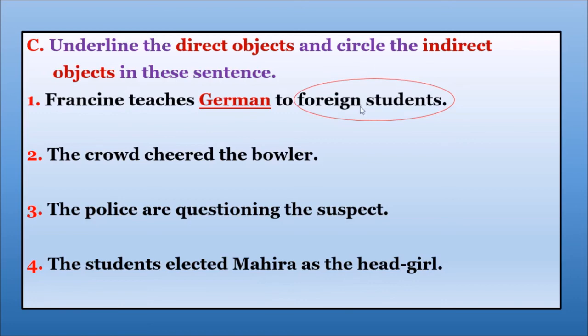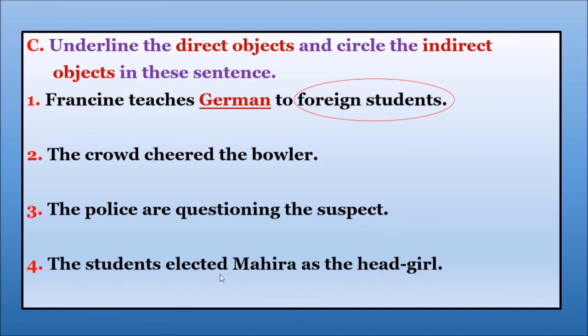Here they are teaching German to the foreign students. So this one is used for this. Isn't it? The same way Mahira is interlinked with the head girl. When we are adding some other names or some other things, it will not become an indirect object. We are talking about Mahira and Mahira's position. We are talking about a language and to whom they are teaching. So here head girl becomes the indirect object.